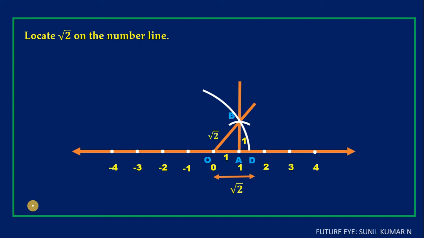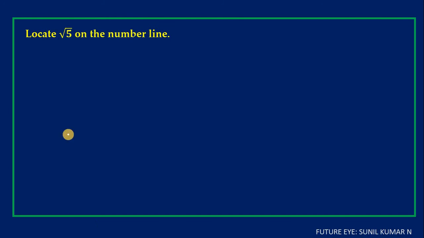Okay, in the next slide, we are going to locate root 5 on the number line. So in that case, I am not taking ruler and all. I am explaining in direct method. I hope you will understand. So locate root 5 on number line.